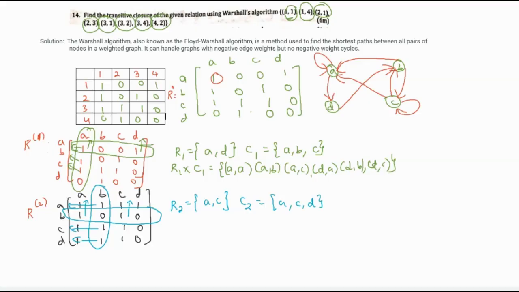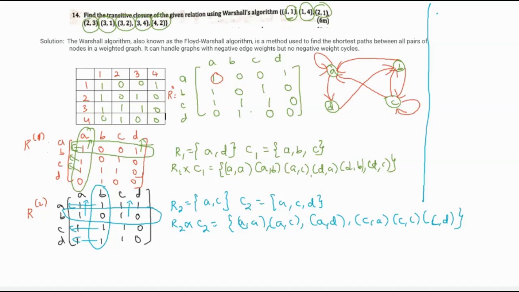Now find the Cartesian product of these two. R2 cross C2 will be A,A; A,C; A,D. Then C,A; C,C; C,D. So here we got the new elements. So where will we be writing this new one? I'll write it here.